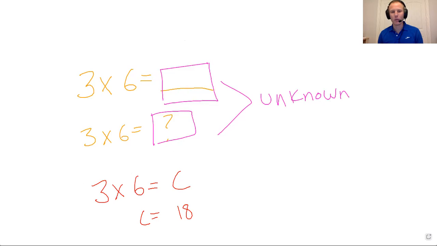In a lot of word problems, the letter is going to go along with whatever it is that you're trying to find. So for example, if you had 3 batches of 6 cupcakes, how many cupcakes did you have in all? C, being cupcakes, would be 18 cupcakes. It's often like that in word problems, not always, but often.